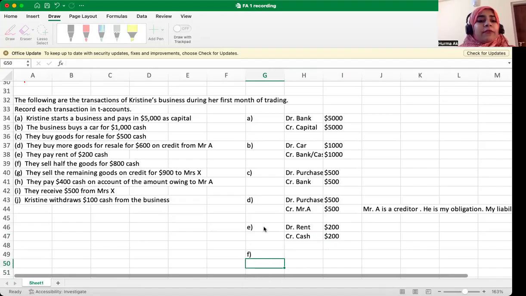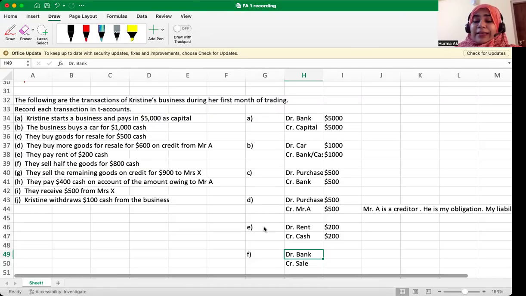F, what is the F transaction about? They sell half the goods for 800 cash. So whatever they had purchased earlier, now they're going to sell it. So we're going to get some income. We're doing some business, aren't we? What are the two accounts that are getting affected in this transaction? We're getting money, so bank is definitely increasing my cash balance. I'm booking a sale, so that's an income. So we credit that. Increase in my income is sale, and bank balance is increasing, so asset increasing is a debit.